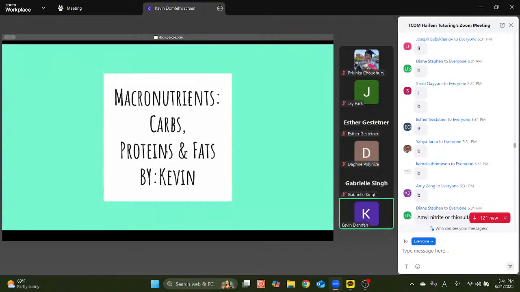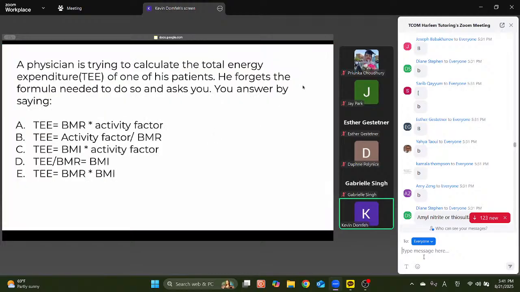All right. Let's move on. We're gonna do macronutrients, specifically carbs, proteins, and fats. A physician is trying to calculate the total energy expenditure, or TEE, of one of his patients. He forgets the formula needed to do so and asks you. You answer by saying what? A lot of A's. Good. This is just a you know it or you don't type of thing, right? The formula is total energy expenditure equals the basal metabolic rate times the activity factor.